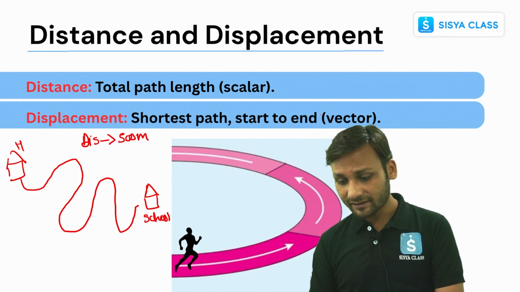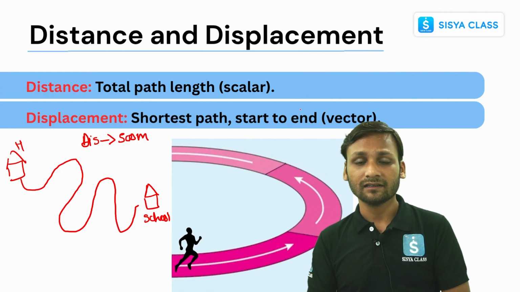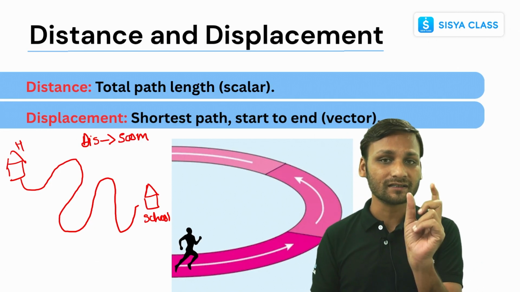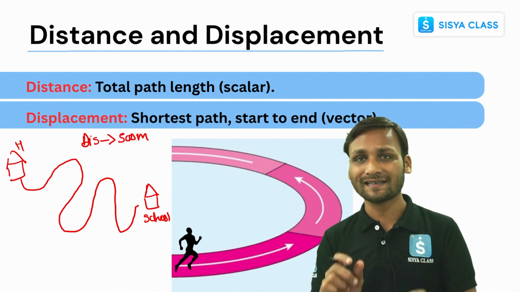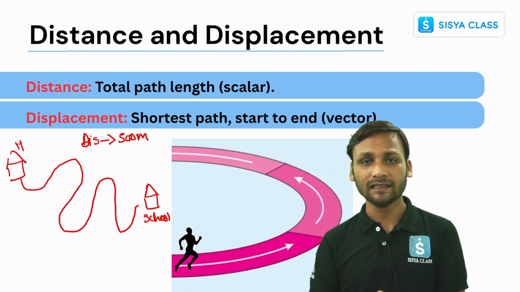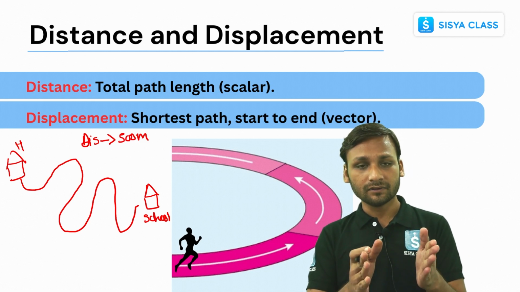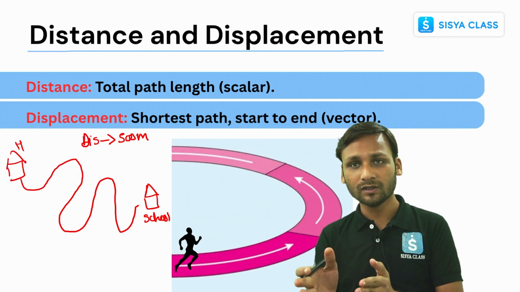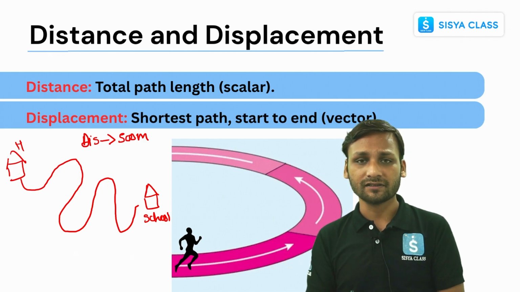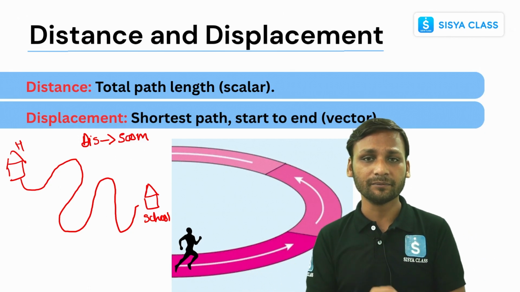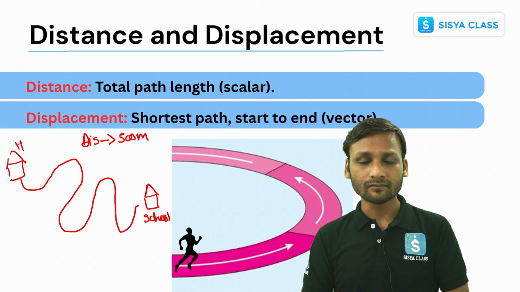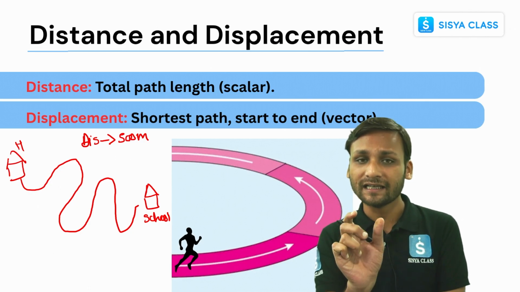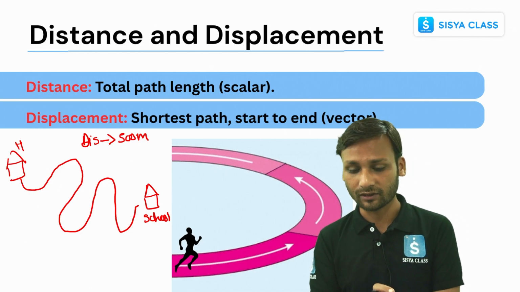So distance is a scalar quantity. Let me tell you what a scalar is. Scalar quantities are those quantities which have only magnitude, means they only show the value. For example, time, right? You will say the time taken to move from your home to school is, let's say, 30 minutes. You have covered 500 meters in 30 minutes, right? So the physical quantities which only have magnitude are called scalar quantities.